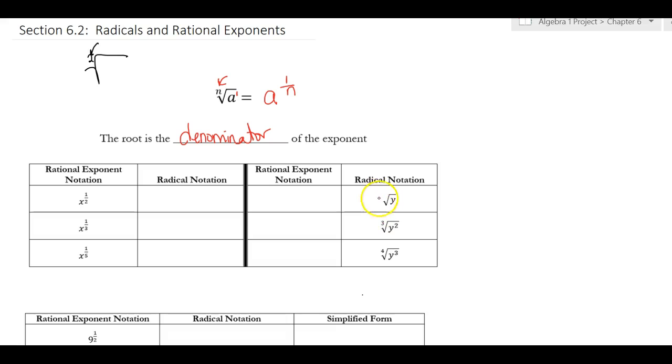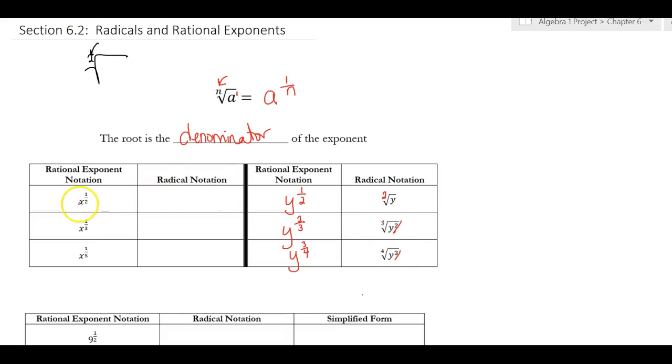Let's go on this side over here. This is a little easier. I have a root here of 2, so this is y to the 1/2. This one, my root is 3, so it's y squared divided by 3, so y to the 2/3. This root here is the 4th, so it's y to the 3/4. So you just divide your exponent by whatever the root is.